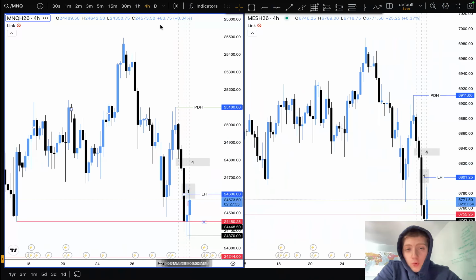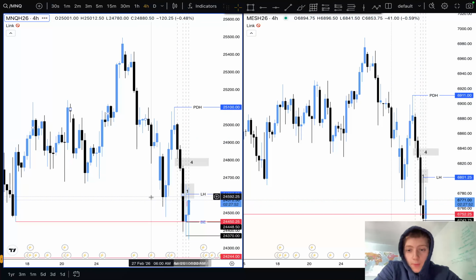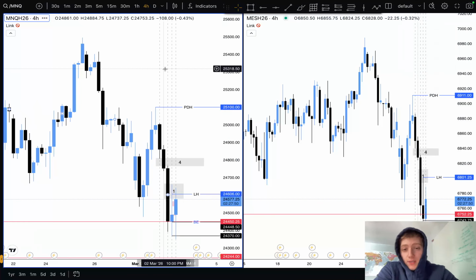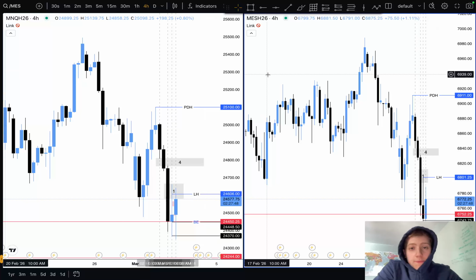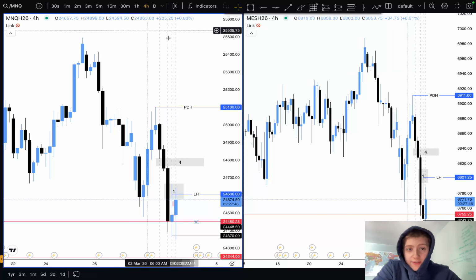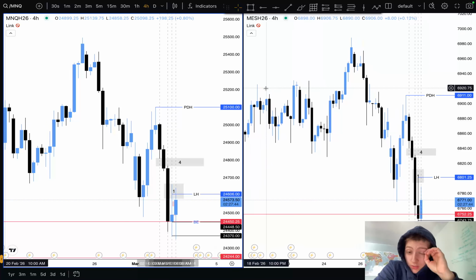Alright, this is the trade recap for today's trade, Tuesday, March 3rd, 2026. I ended up taking one half-size loss. It was preventable if I just held the trade, but yeah, let's just go straight to it.